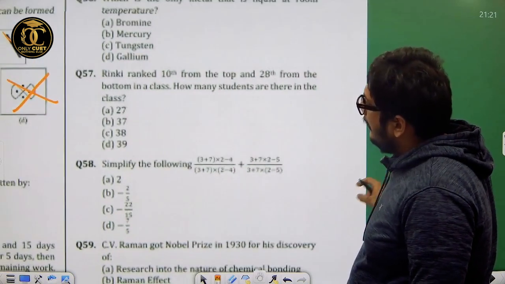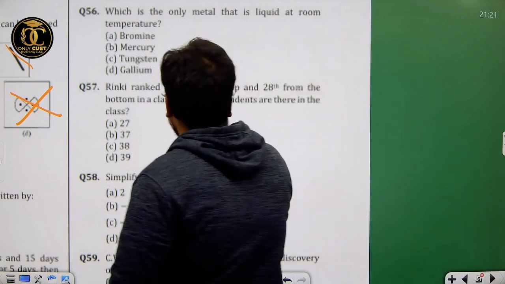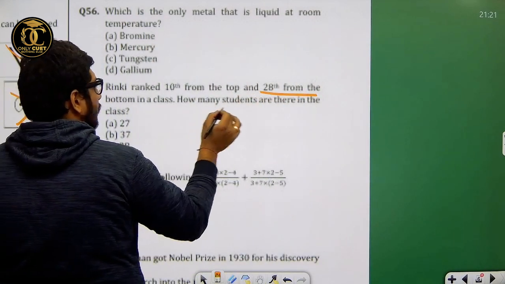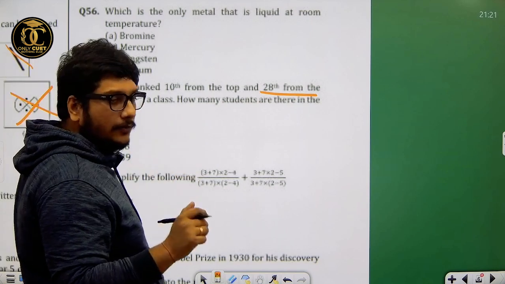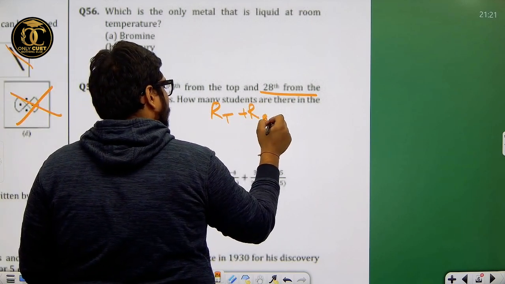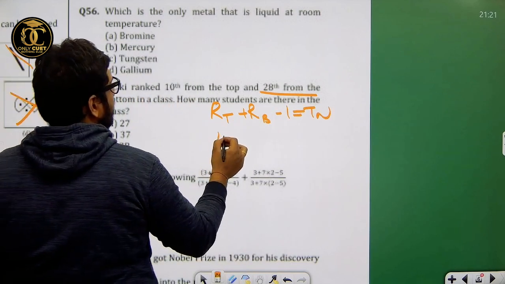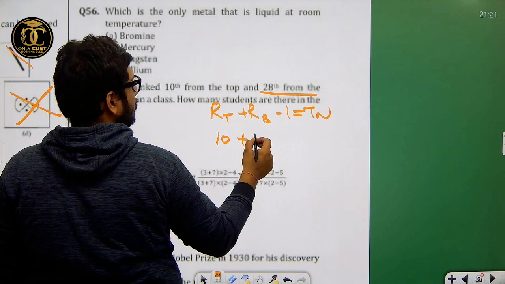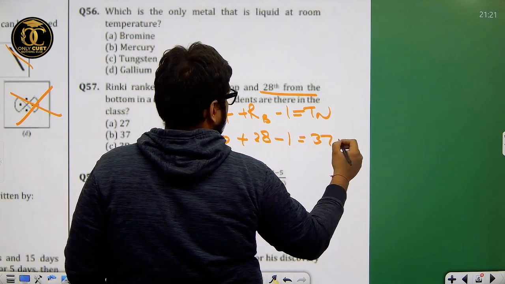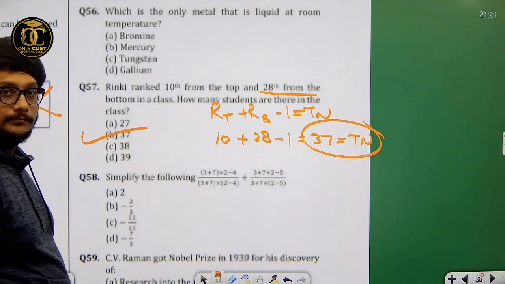Now, question number 57th, very easy one. It says, Rinki ranked 10th from the top and 28th from the bottom. How many students are there in the class? We know, rank from top plus rank from bottom minus 1 is equal to total number. Rank from top is 10. From bottom, it is 28. 38 minus 1 is 37. That is total number. Option B. Clear?